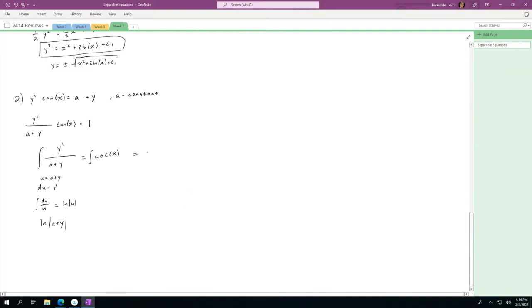On the right-hand side, cotangent, we're going to want to break down into cosine x divided by sine of x. Now, here we can again use u substitution, where u is equal to sine of x, and du is equal to the cosine of x dx. So then this integral becomes the integral of du over u, which is again the natural log of u, which in this case is the natural log of sine of x. And of course, we're going to have our plus c.